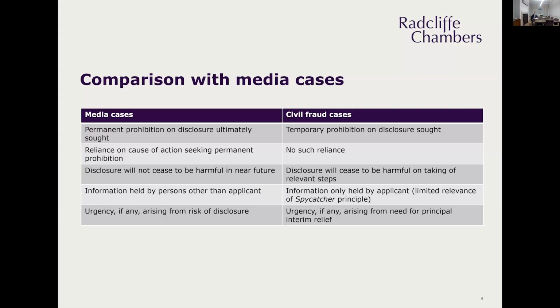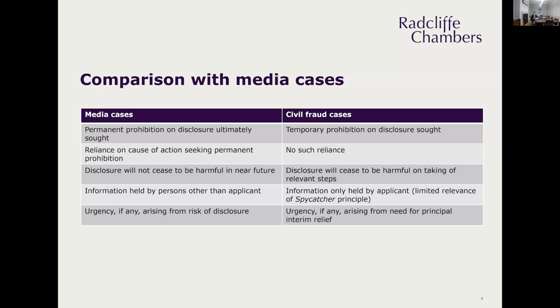The fourth row there is a corollary of what I've spoken about already. The information that is sensitive in the civil fraud case will be information only held by the applicant. It won't be held by someone out there in the ether, for example, some news reporter. Of course, there may be elements of the information which are out there. There will be facts in your application, in your witness statement, which you've derived from other people. But it will likely only be the applicant who has drawn all those together and put a potential case together.